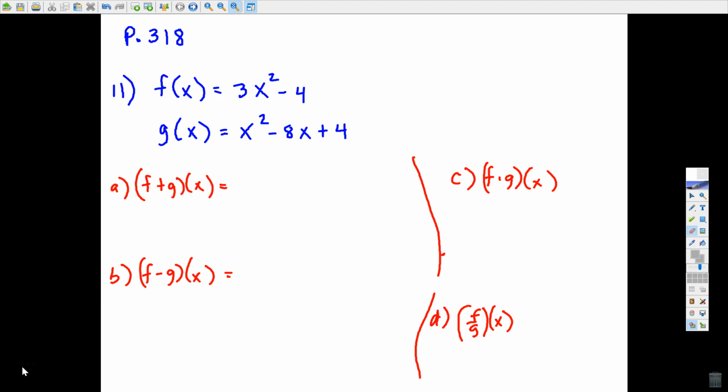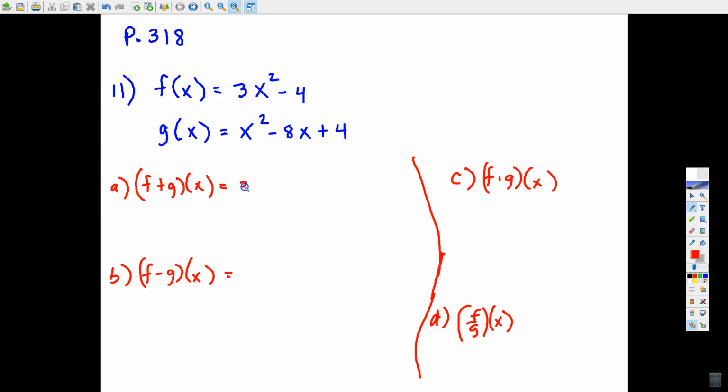Number 11 is from the block of problems where you're given 2 functions and you're performing all 4 operations on these functions. And so what we mean by operations, we mean addition, subtraction, multiplication, and division. So let's just get right to it. In letter A, answer part A, we're going to add these 2 functions together.